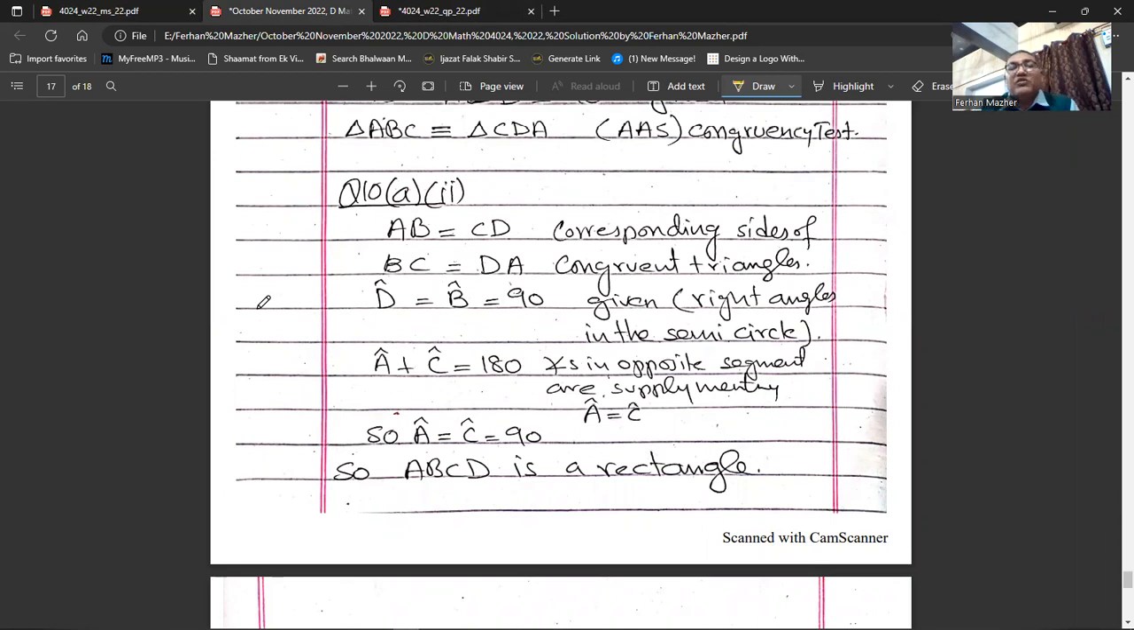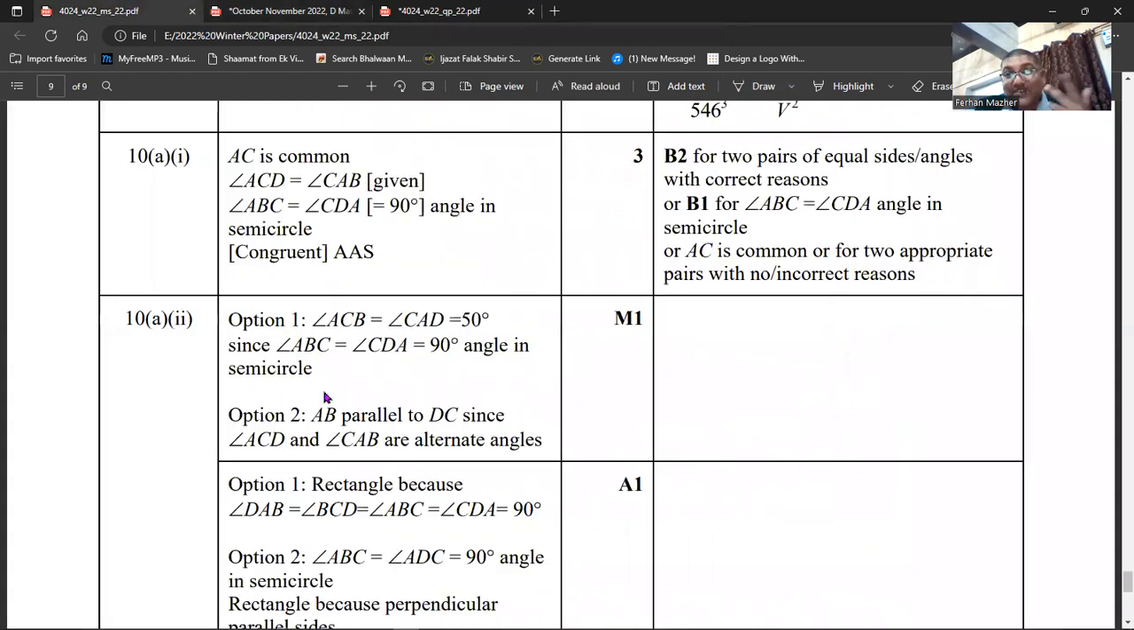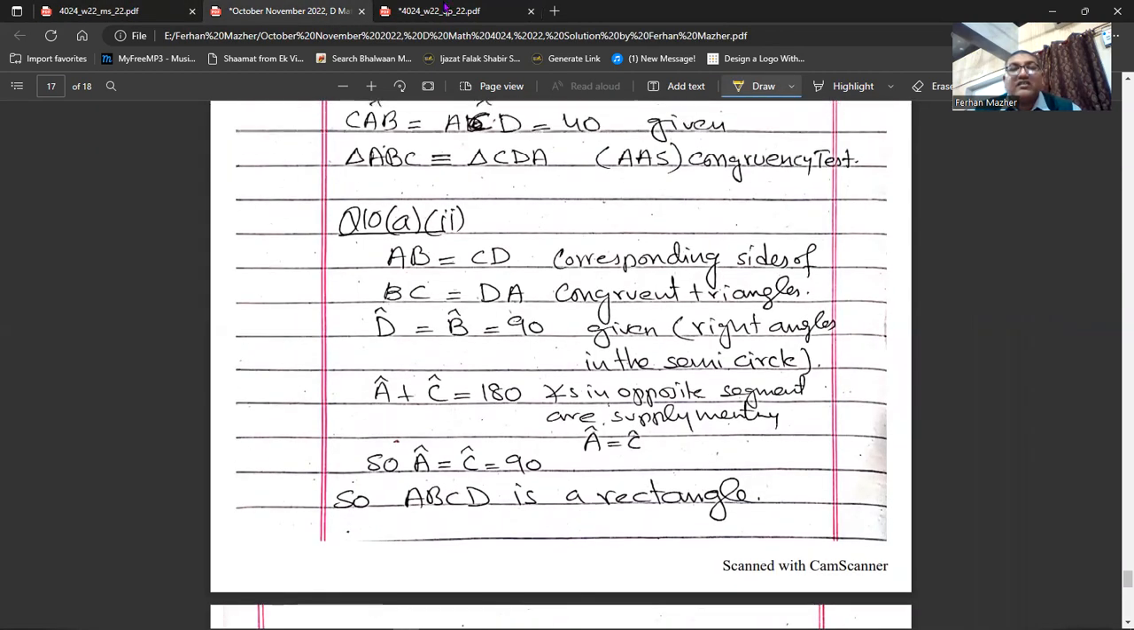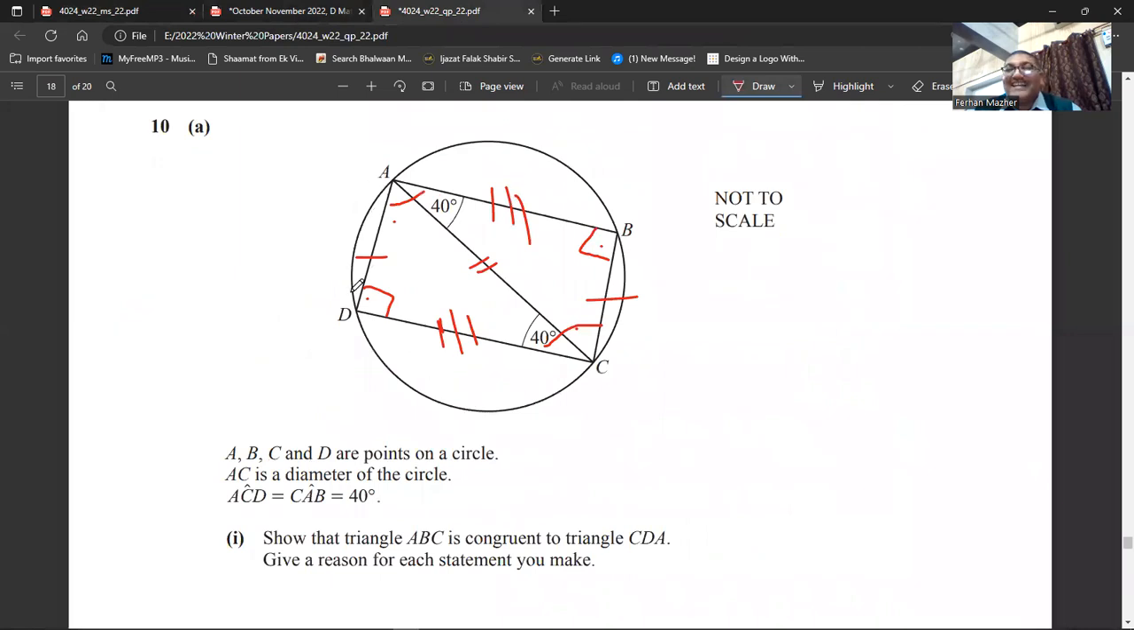Angle D and B, both are 90, given right angles in the semicircle. Angle A plus C is equal to 180, angles in the opposite segments, and A and C both are equal. So A and C are equal to 90 degrees. So that means that ABCD is a rectangle. In a rectangle, all four angles are of 90 degrees and the opposite sides are equal. So that's why I can say that it is a rectangle. This is my answer. And this is also my answer. How you prove that this is a rectangle, okay?